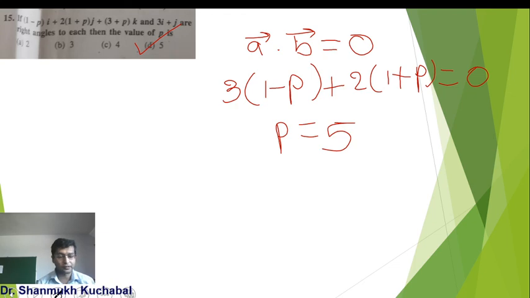So in this class we have studied how to simplify examples using basic properties. This is about vector algebra. In the next session, we'll continue the concept.